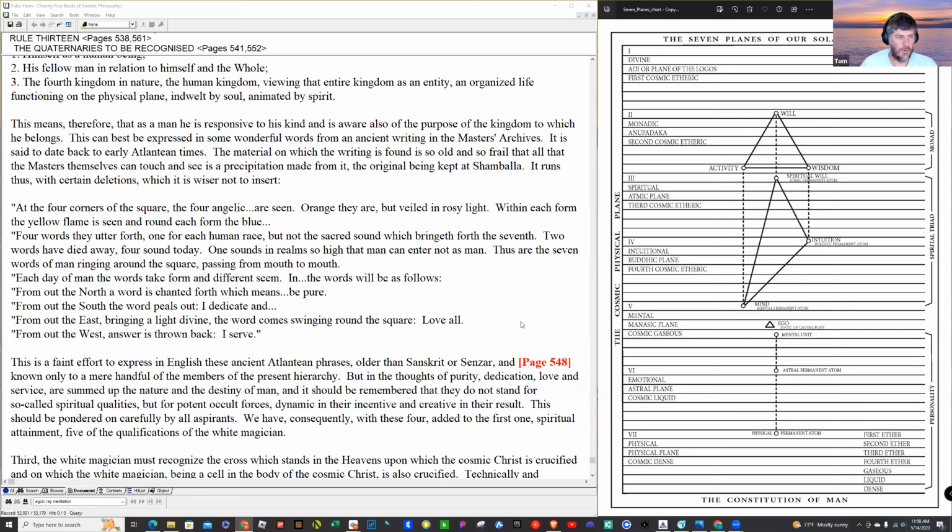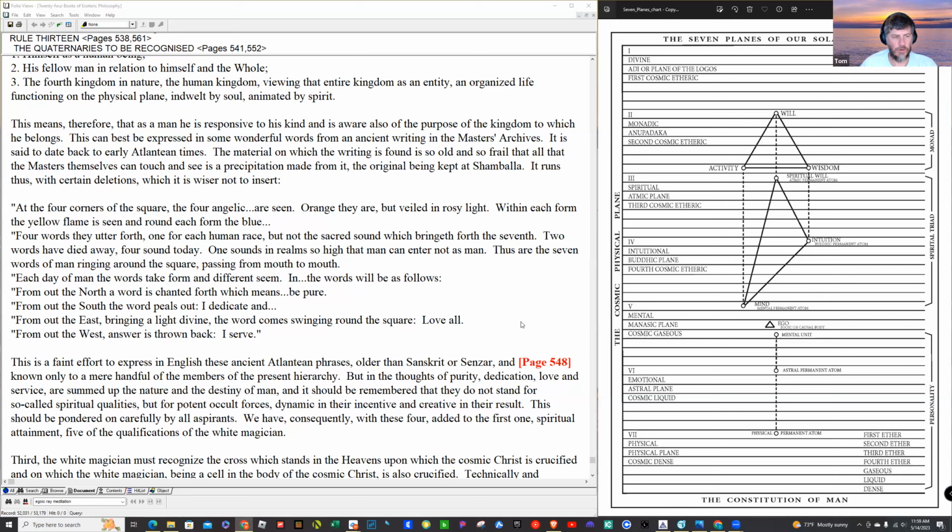"At the four corners of the square, the four angelic are seen. Orange they are, but veiled in rosy light. Within each form, the yellow flame is seen, and round each form, the blue. Four words they utter forth, one for each human race, but not the sacred sound which bringeth forth the seventh. Two words have died away, four sound today. One sounds in realms so high that man can enter not as man. Thus are the seven words of man ringing around the square, passing from mouth to mouth.